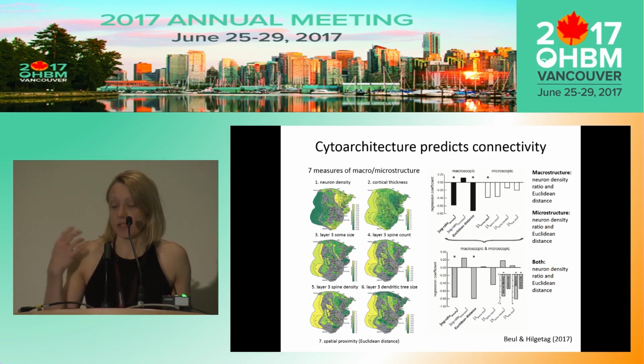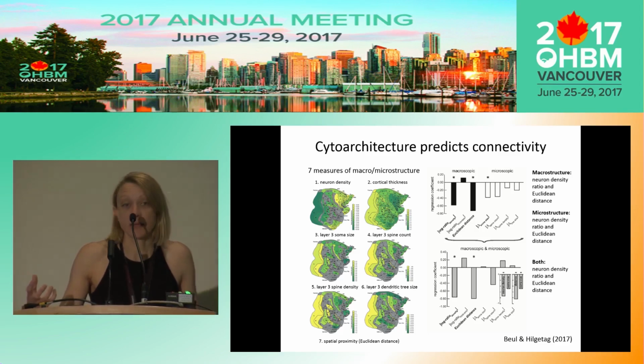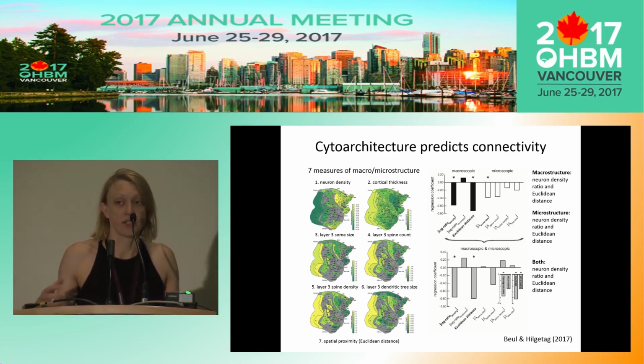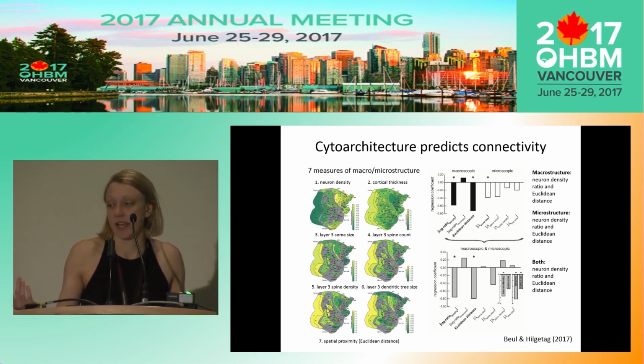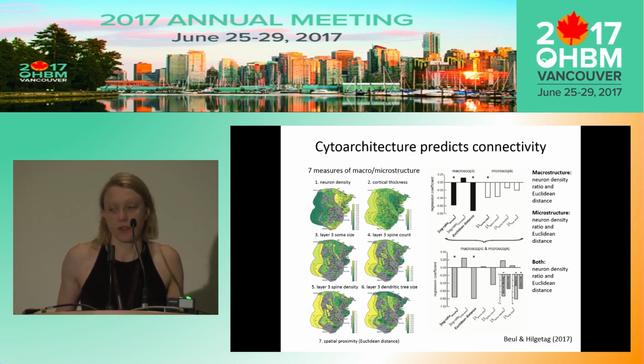And so it turns out that if you create a model, such as this one, looking at which aspects of macrostructure and microstructure, so some of the examples that I've shown already, predict connectivity, it seems to be a combination of things. And so what they came up with was when they took into account both macrostructure and microstructure here, they came up with the possibility that both neuronal density and the Euclidean distance between areas might be a predictor of how well they connect and how well they communicate with each other.